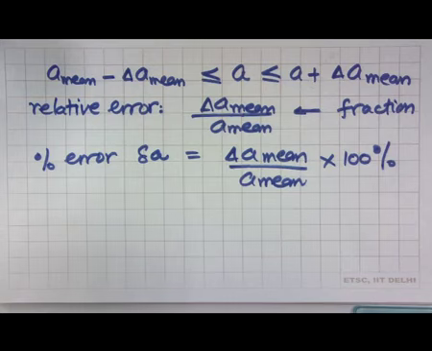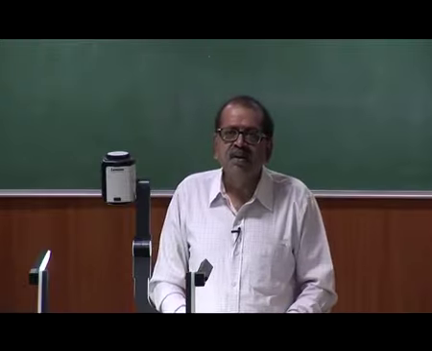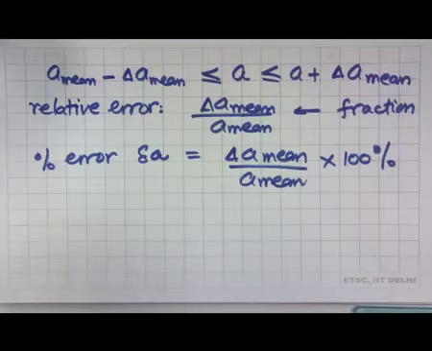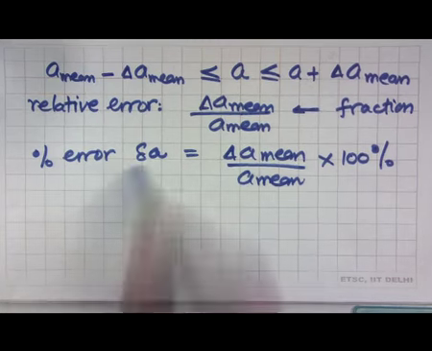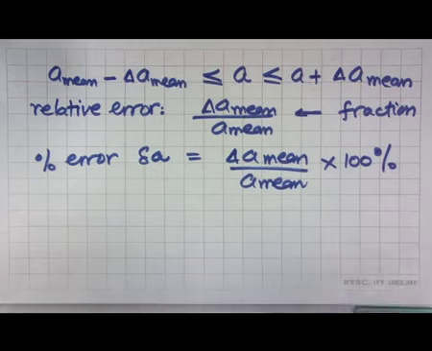That means we divide the error in the quantity by the quantity which we are measuring, and this will be a fraction. The relative error is often expressed as a percentage, which we call the percentage error, and that is delta A mean divided by A mean, multiplied by 100.